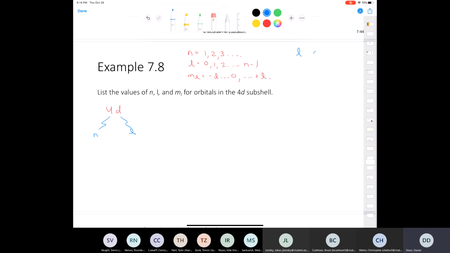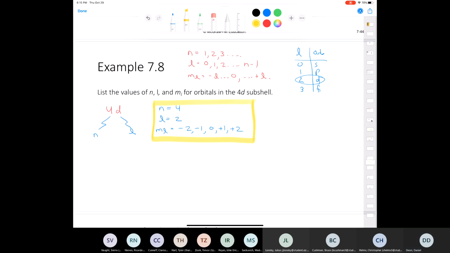And what did we say? We said when L is equal to 0, 1, 2, 3, we have an s or a p or a d or an f orbital. And since it's a d, our L value must be 2. So far we've got n is equal to 4 and L is equal to 2. It's asking us to give the values of ML, and the only possible values are -2, -1, 0, +1, and +2. And that is the answer to the question. Those are the values of n, L, and ML for all of the orbitals in the 4d subshell.